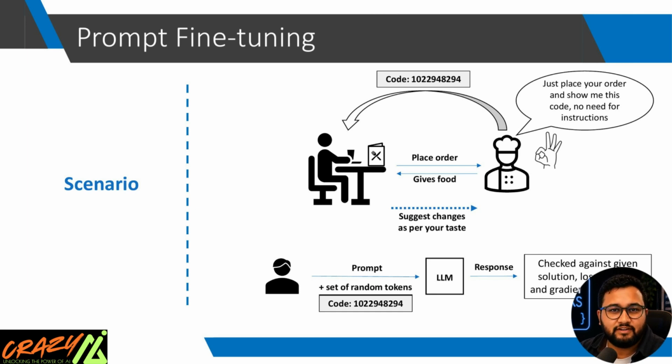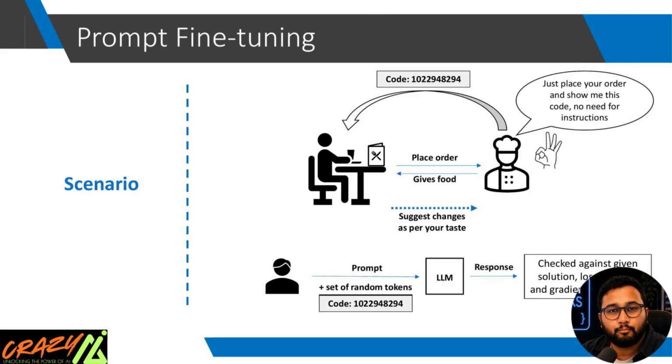Let's begin with a simple, real-world analogy. Imagine you visit your favorite restaurant every week. The first time you go there, you explain your preferences to the chef. You like less spice, extra cheese, and medium seasoning. Instead of repeating those instructions every time, the restaurant gives you a unique customer code. The next time you visit, you simply show the code. The chef immediately understands your preferences and prepares your meal exactly the way you like it. Notice something interesting. The chef hasn't changed. The kitchen hasn't changed. The recipe hasn't changed. Only the hidden instruction, the secret code, changes the final output.